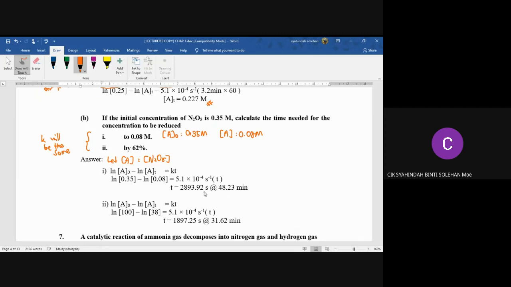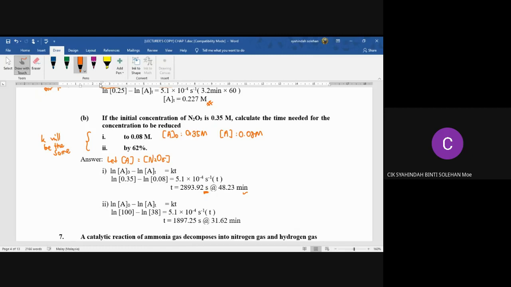Kalau you nak buat in second pun boleh, in minute pun boleh. Kalau soalan tak spesifikkan, your first answer should be in second lah sebab you dah convert into second kan. Lepas tu yang ni kalau you nak buat extra kerja, ikut you lah ya.